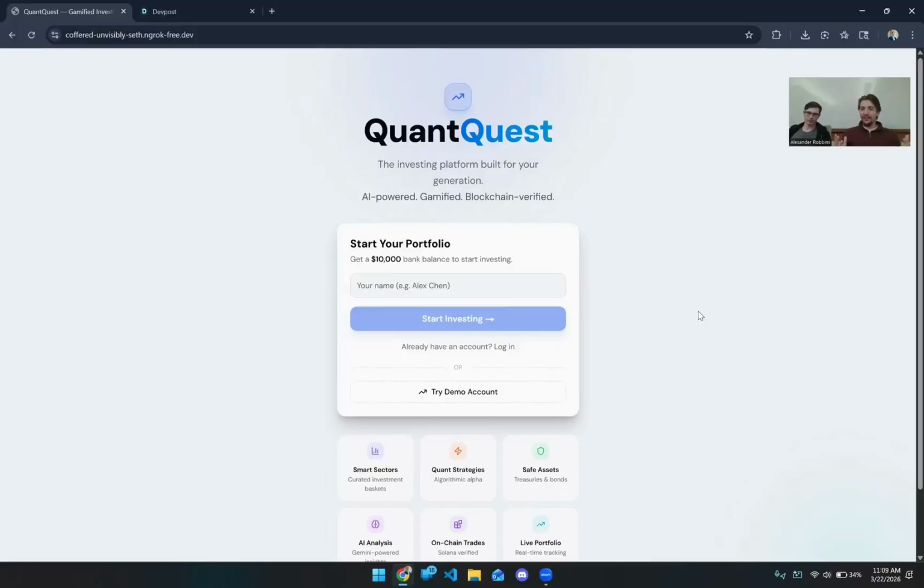Now, I go to a large SEC school, so most of my friends have more money in Kalshi and Polymarket than they do in their actual investment portfolio. And that's not ideal. So the purpose of QuantQuest is to bring the gamification of Kalshi and Polymarket and the competitive aspects into the investment industry. So let's jog into our demo account.